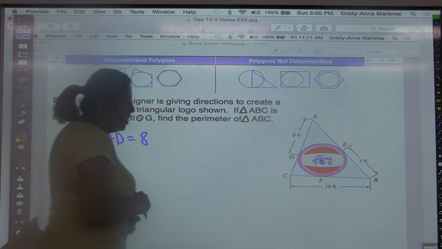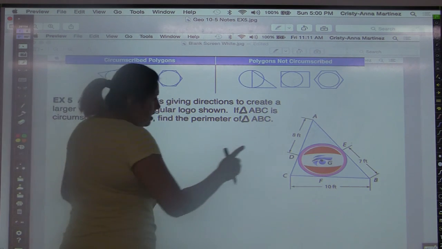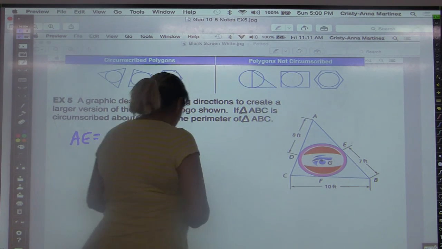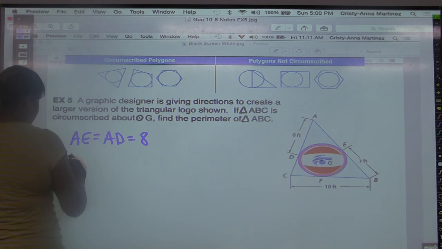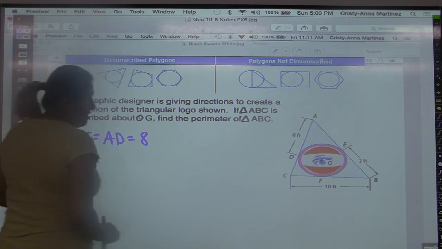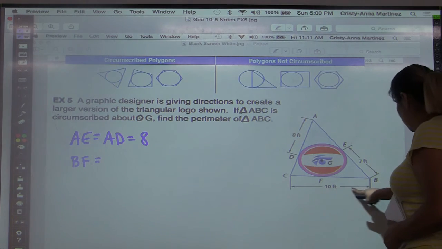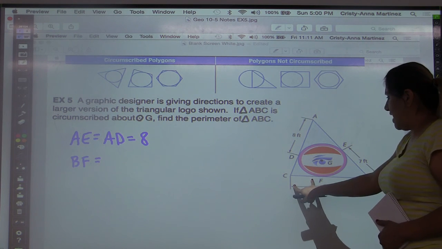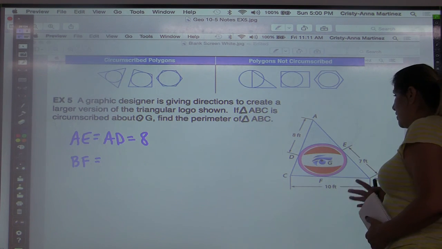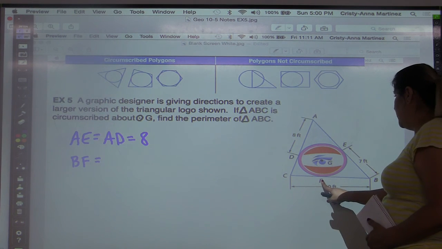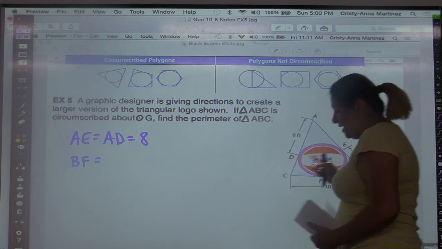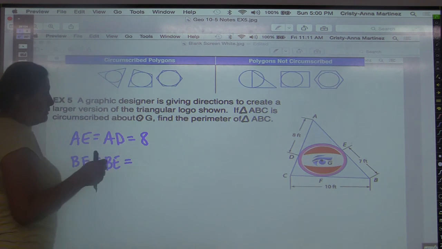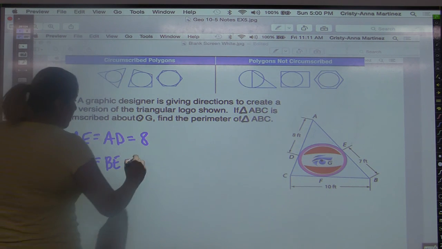In a similar fashion, we know that FB is the same as EB. I'm going to call it BF. We know that the entire length here is 10, but I need to know what each piece is separately because I want to fill in this gap here. So I know that BF is the same as BE for the same reason, that they're both tangent to the same circle through the same exterior point. So that would be 7.